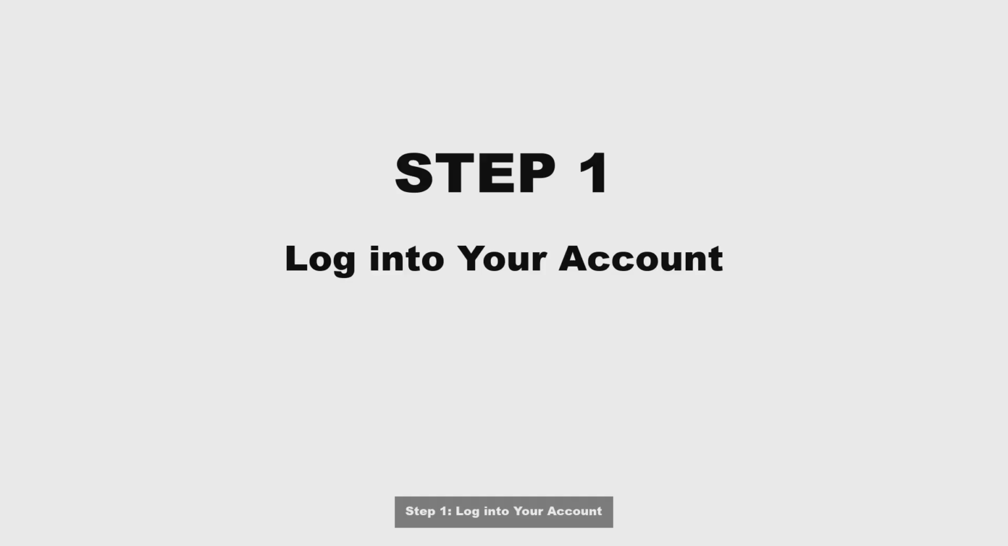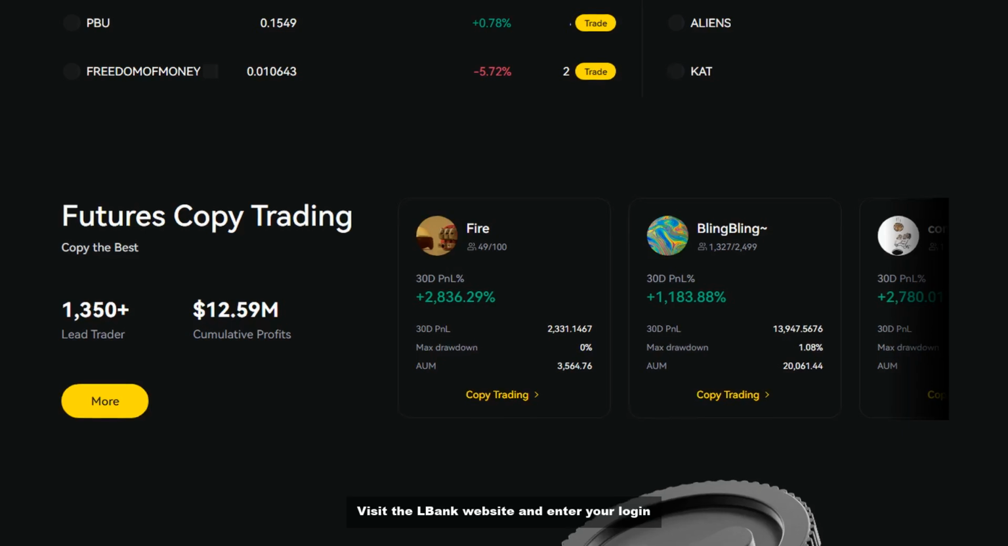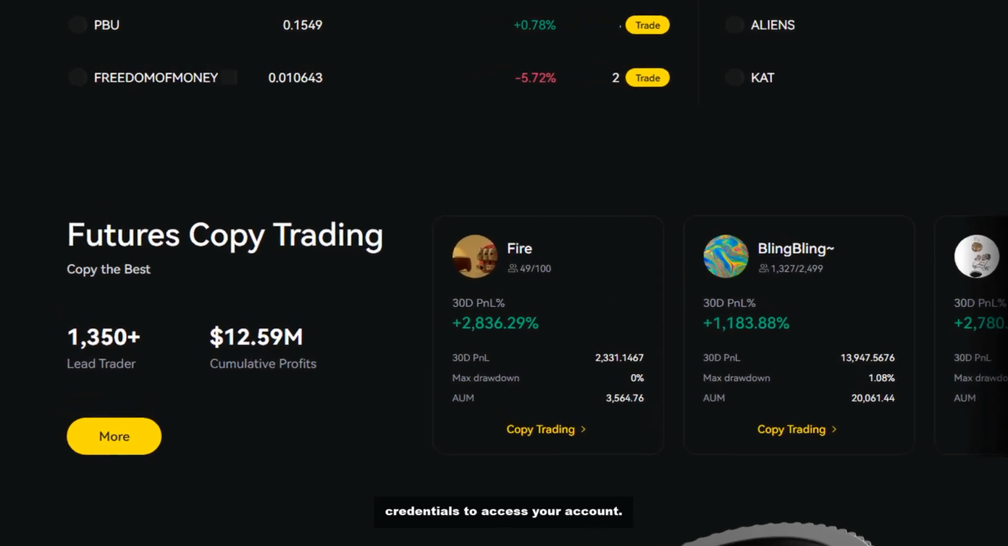Step 1. Log into your account. Visit the LBank website and enter your login credentials to access your account.